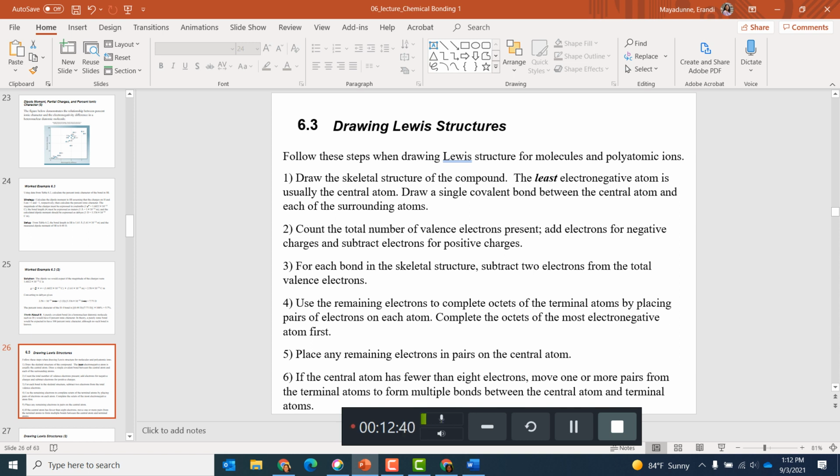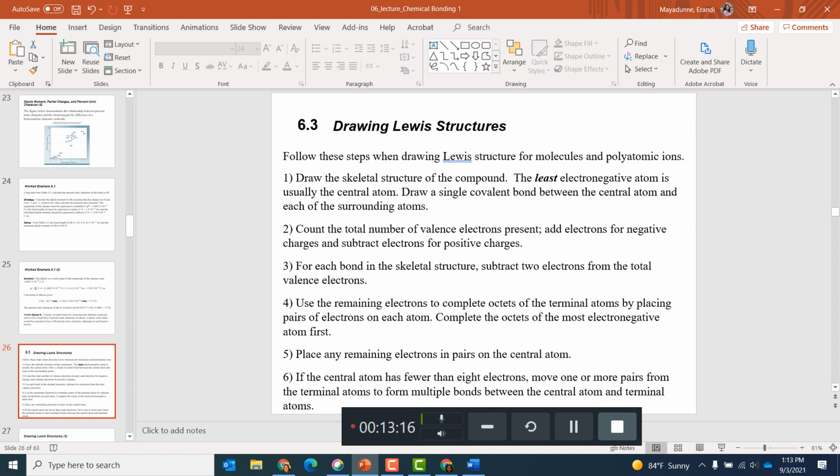Think about water, H2O. What is least electronegative? Hydrogen, right? But it's not the central atom. The central atom is the atom that all the other atoms attach to. So there, the central atom is oxygen. So there's an exception: when you have hydrogen in the compound, hydrogen always goes to the terminals. Then once you identify the central atom, you calculate the valence electrons. Valence electrons are the number of electrons in the outermost shell.